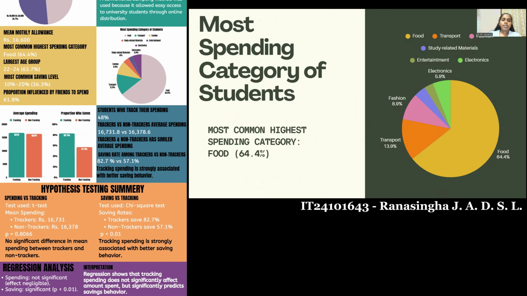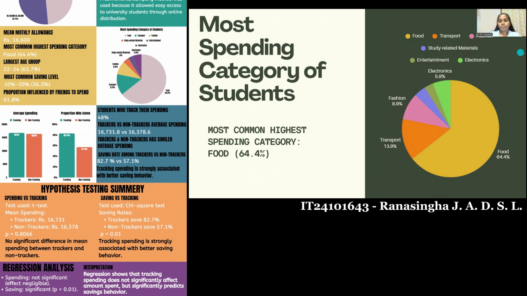Now we can see the most important spending category for students. This chart makes a main finding very clear. When asked for their single biggest expense, almost two-thirds of all students, about 64%, said food. No other category comes close.